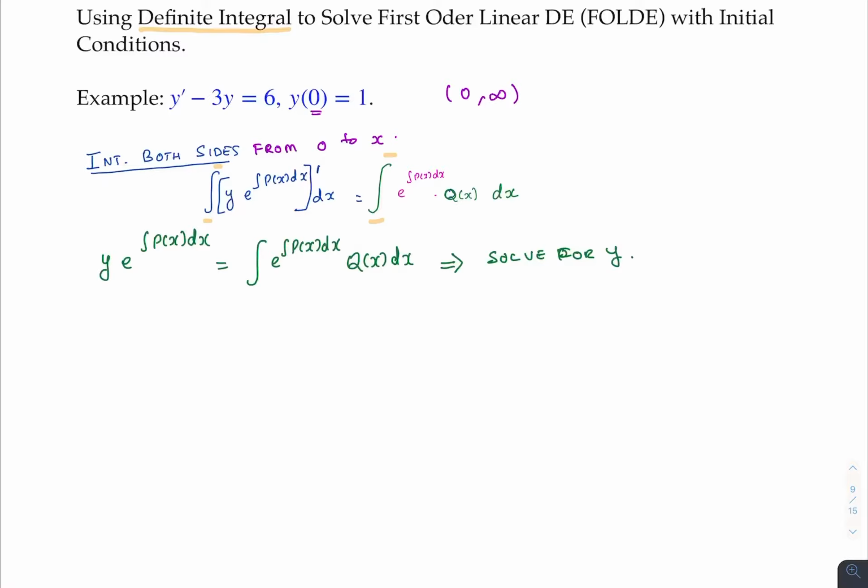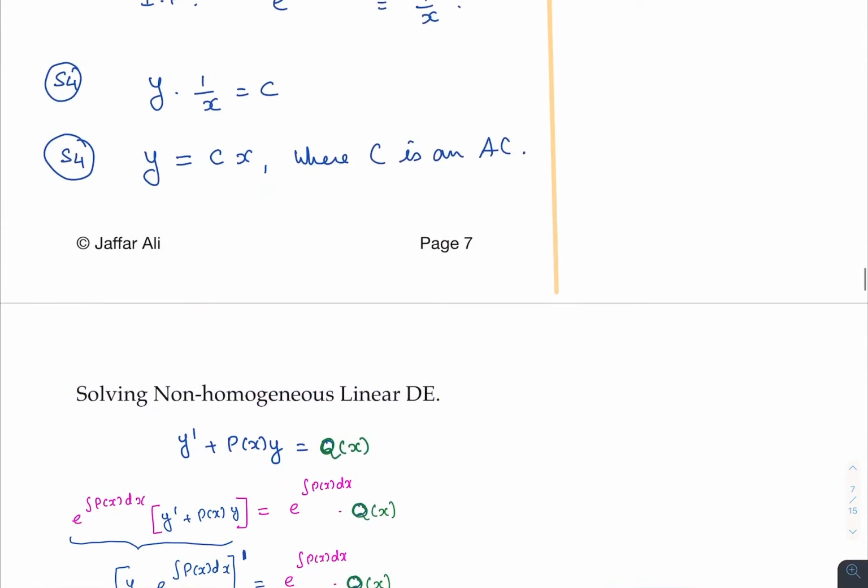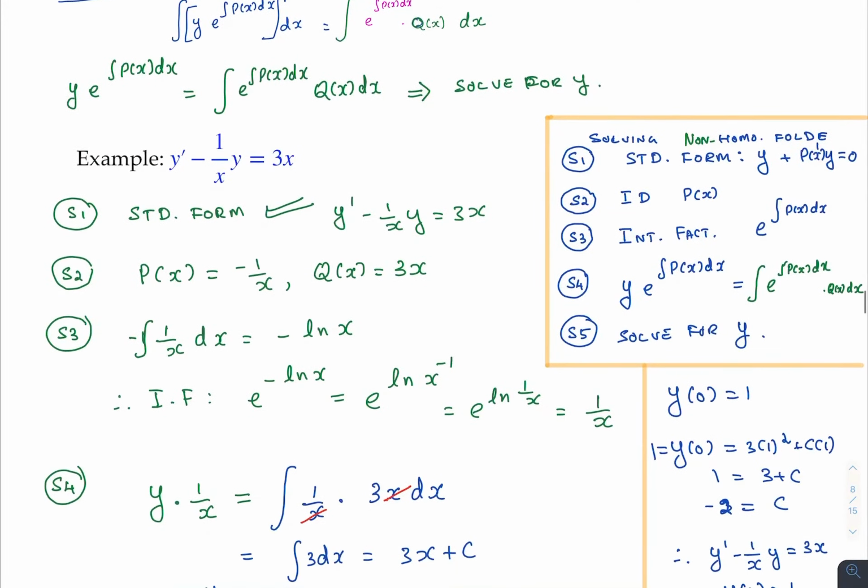It does not have to be 0 to x. It could be any initial value. It could be 1 to x, 2 to x, 3 to x, and so on. For example, in this particular problem that we did over here, the differential equation is not even well defined at 0. So you have to be careful there. So 0 might not work.